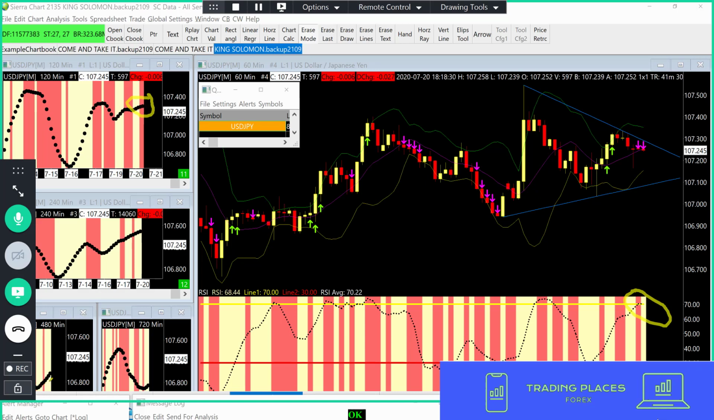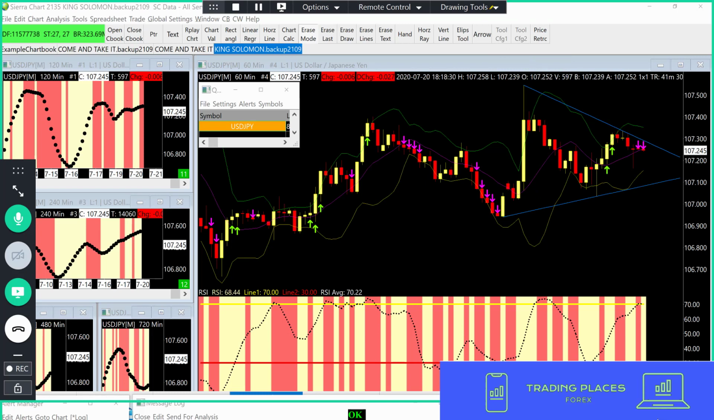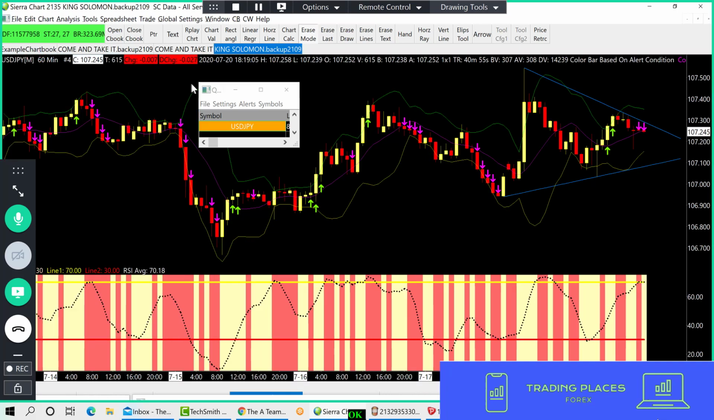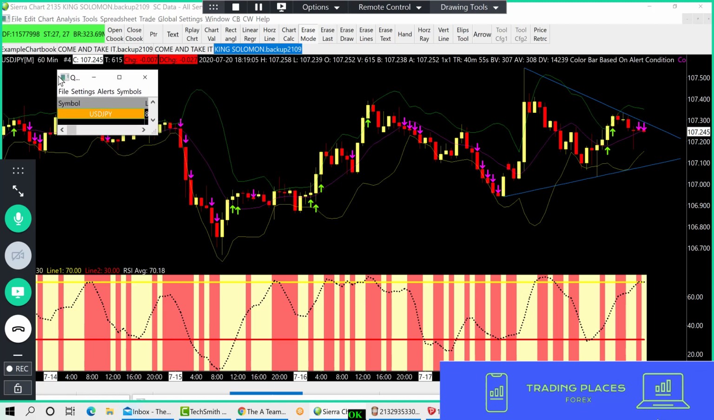This one hasn't turned yet, and the 480 hasn't turned yet. When these turn all the way down, down, down, and down, and this one's going down, that's when you take the trade. Okay, so let's say later tonight, let me erase all these drawings, dollar yen happens to be going down. What you want to do is go to your 60-minute chart, and this is where high-low is very important. So you want to go to your price retracement. You go to your lowest here.